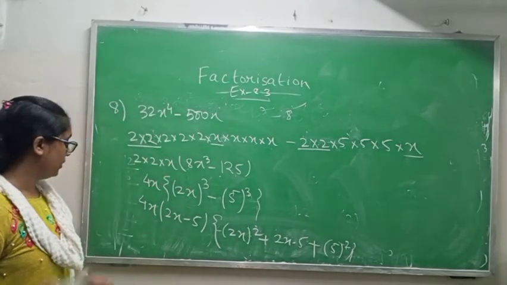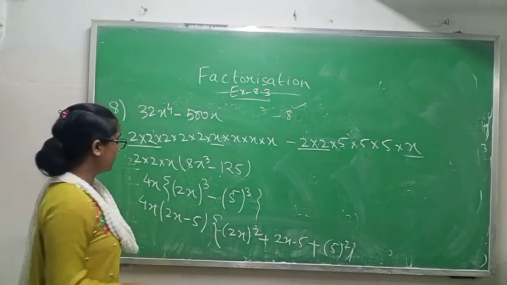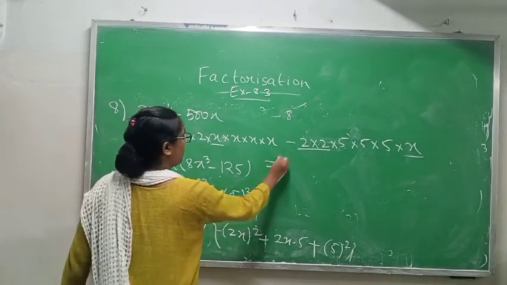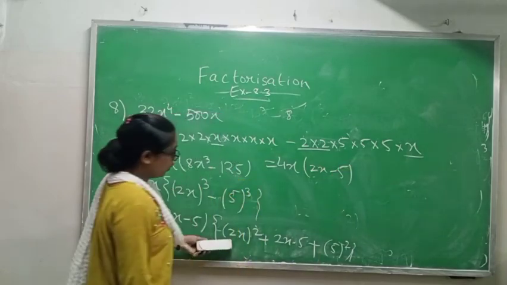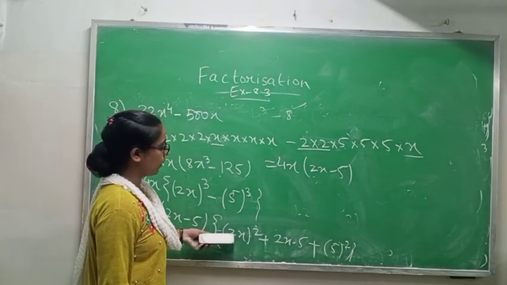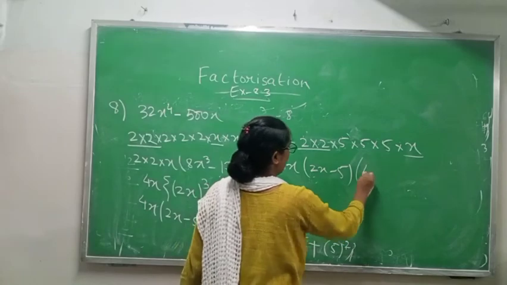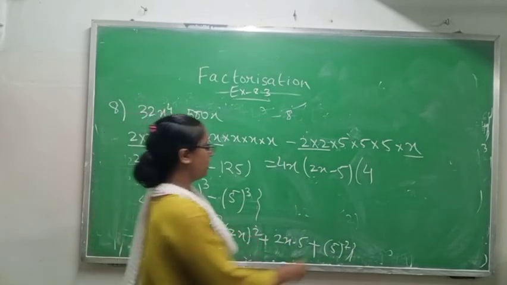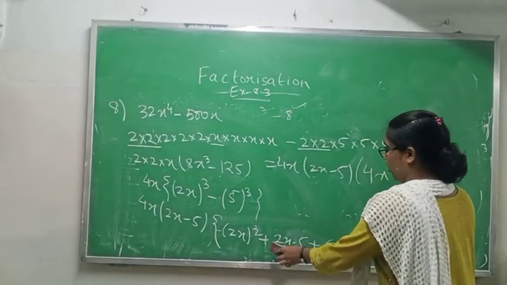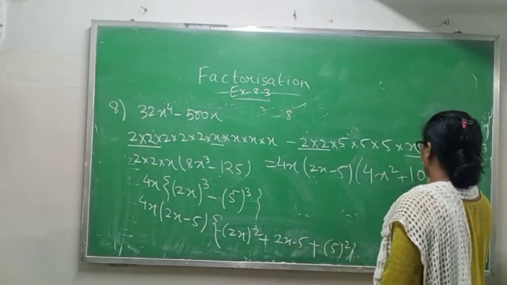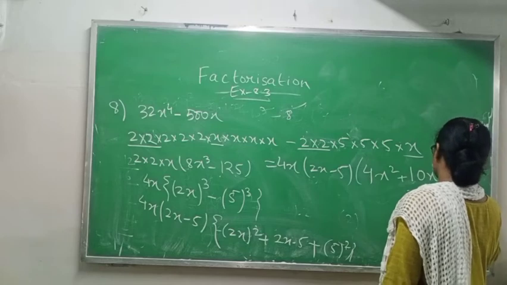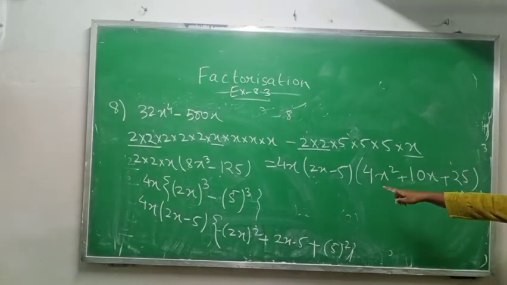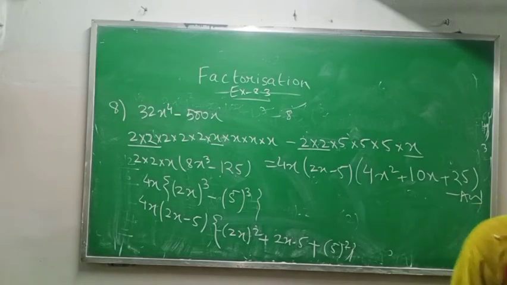understood up to here? Now only you have to solve this one already done, so I will write 2x minus 5 as it is, and 2 square, because we have 2x whole square, this 2 square will give us 4 and x square will give us x square. Now plus 2x into 5, 10x plus 5 square will give us 25. So this one is your answer. 4x, 2x minus 5, 4x square plus 10x plus 25. Copy this one.